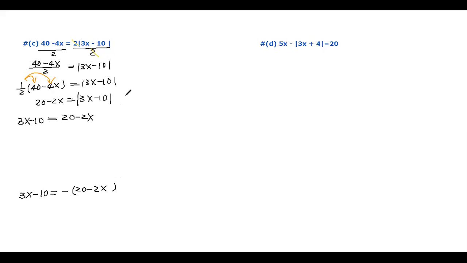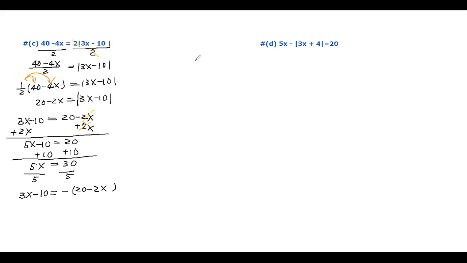Okay, so now do the same way. I move the x. So this one here is plus 2x, so this is plus 2x. So I have a 5x minus 10 is equal to 20, right? Because these two cancel. Okay, so now I need to get rid of this 10. So I add 10 to both sides. So what is here? So this is a 5x equal to what? Equal to 30, right? Now divided by 5, divided by 5. Right, so here the 5 cancels.